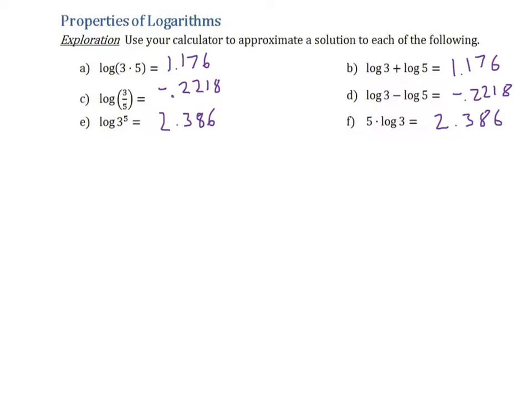So after some careful input in your calculator, you should get these numbers here, 1.176 and 1.176. Negative 0.2218, and the same thing over here, 2.386 and 2.386. Okay, so it was rigged here. It was set up, obviously. So we see that there's some connections here. And by the way, we might note that we could do this with a natural log.